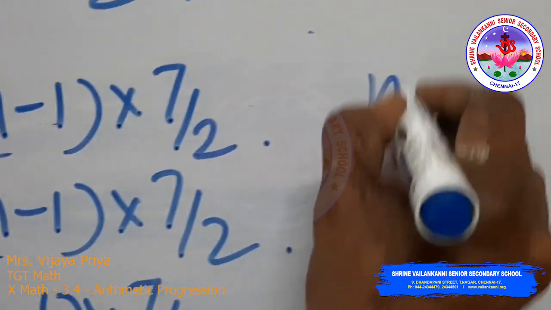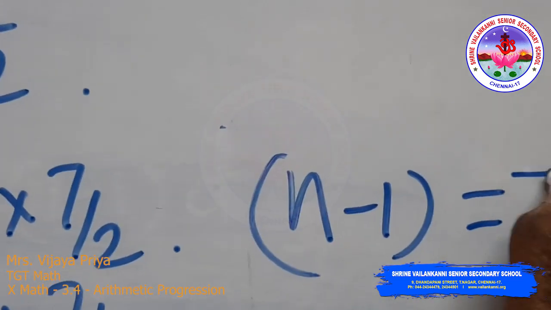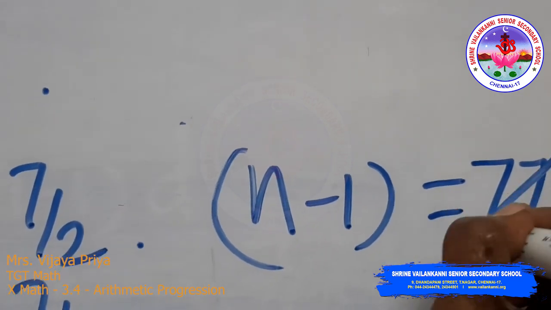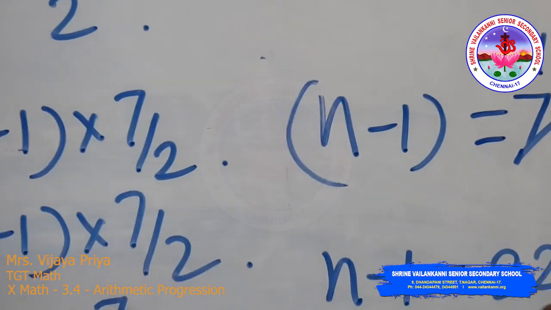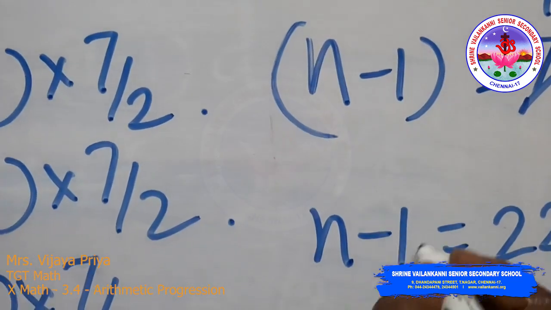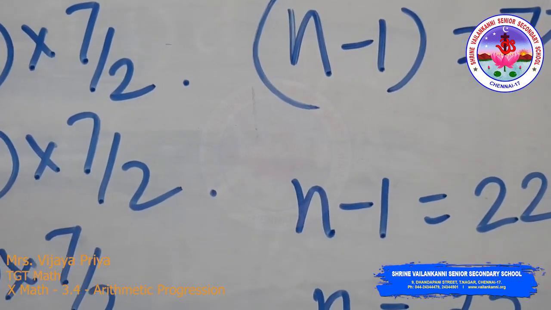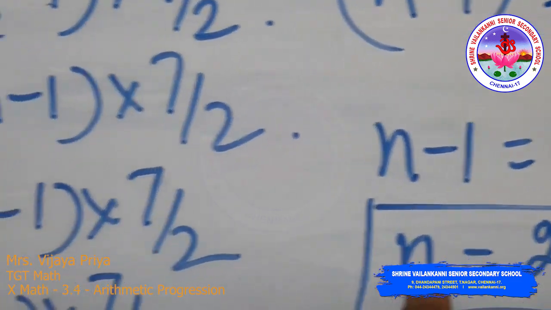So n minus 1 is equal to 77 into 2 by 7, where 7 goes into 77 11 times. So n minus 1 is equal to 22. The minus 1 goes to that side, it becomes plus 1. So 22 plus 1 is 23. So I got my n is equal to 23. I am going to substitute in my Sn.